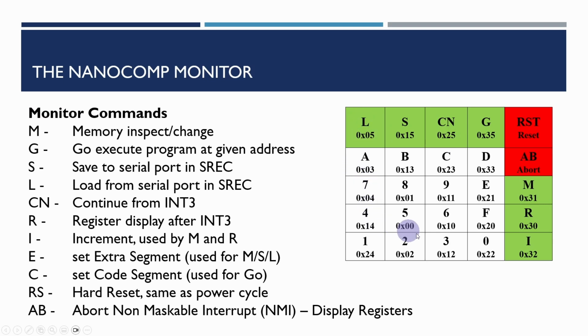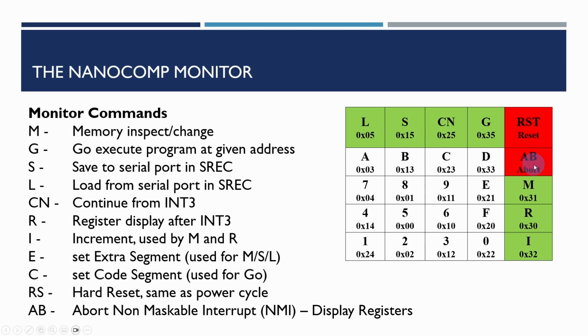So we've got our hexadecimal 0 to F, and some of these are also used for commands. And then we've got load from serial port and save to serial port, and this uses the S-record text format, which is a Motorola format. Continue will continue from an interrupt or an abort. Go will actually execute a program at a given 4 hex digit address. Reset is wired into the hard reset line. Abort is connected to non-maskable interrupt.